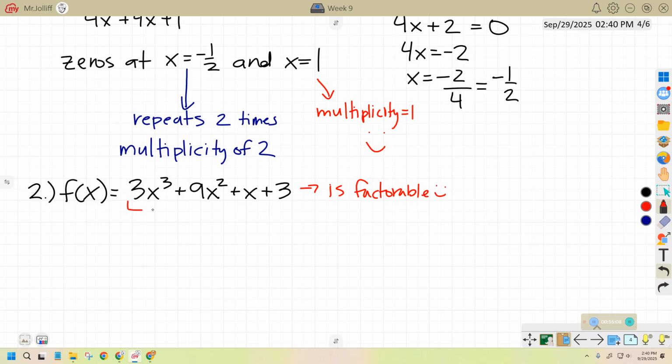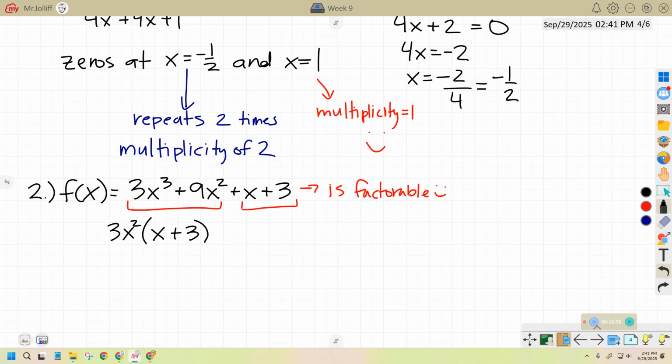So I'm going to look at just the first two together, just the second two together. What do the first two have in common? 3. How many x's? 2. Pull out an x squared. So that's going to leave me with an x and a 3. Did I do that correctly? I heard very quiet. Very good.